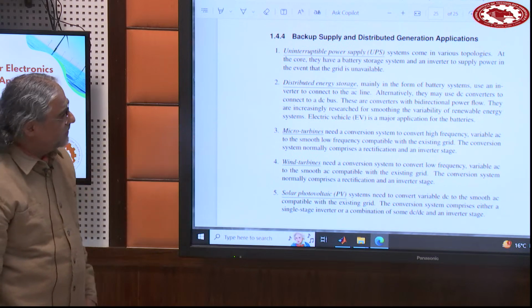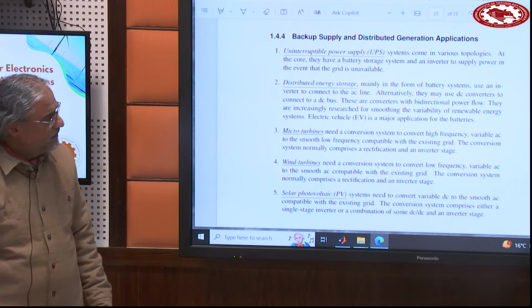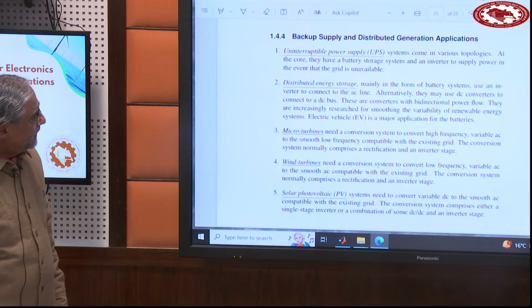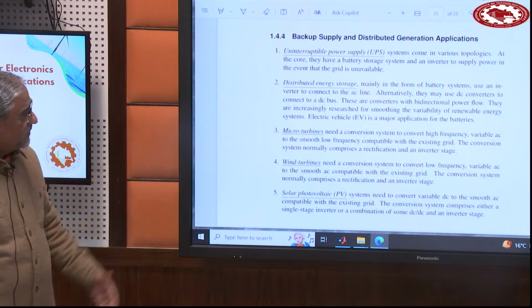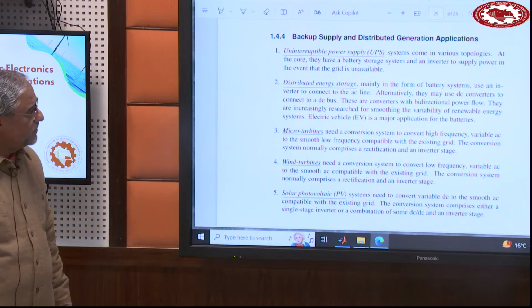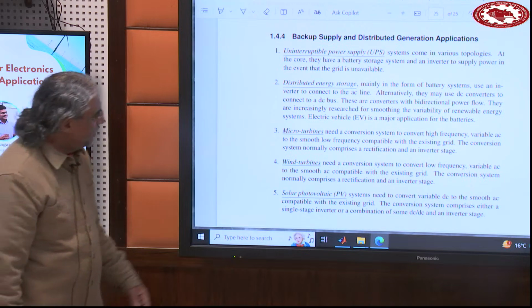And distributed energy storage, right? It's a battery that can store energy and release energy. Electric vehicles, you can say, are one particular specific type of distributed energy storage that stores energy.